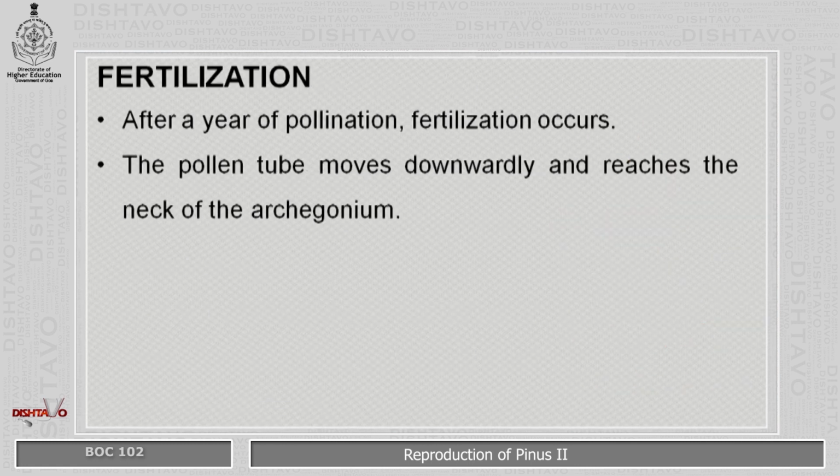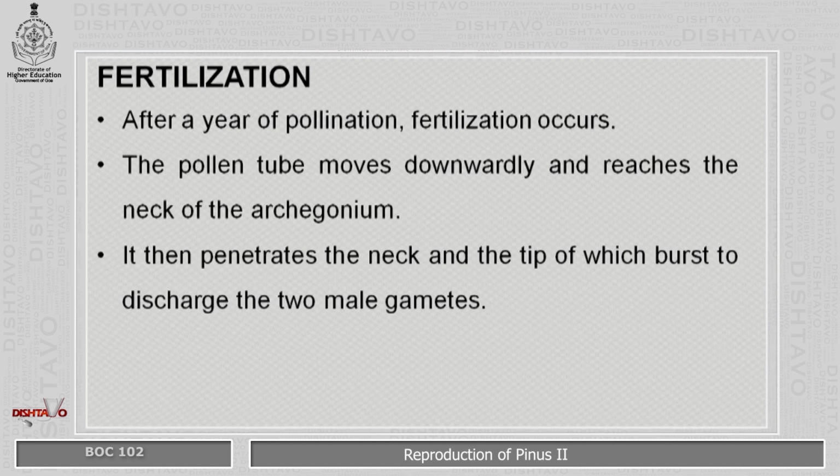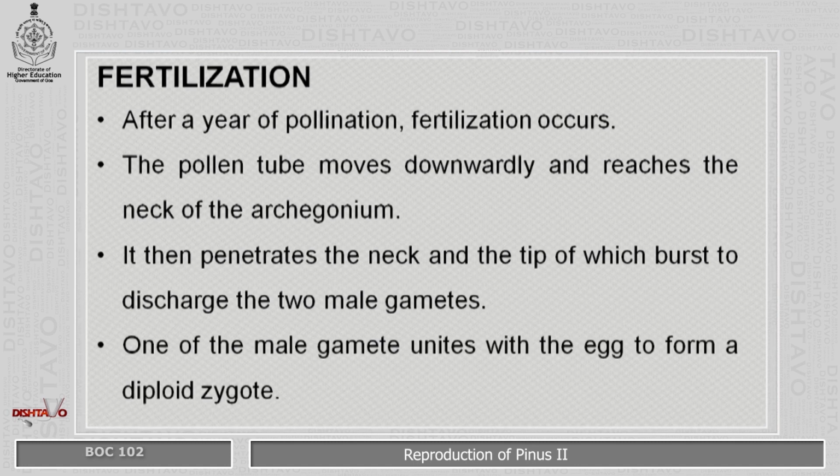Fertilization. After a year of pollination, fertilization occurs. The pollen tube moves downward and reaches the neck of the archegonium. It then penetrates the neck, and the tip bursts to discharge the 2 male gametes. One of the male gametes unites with the egg to form a diploid zygote.